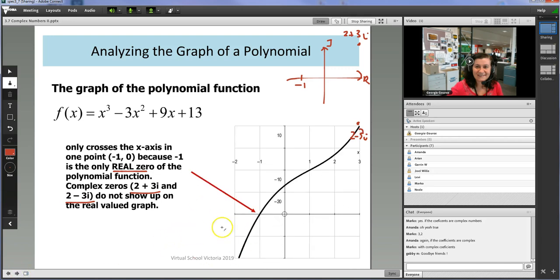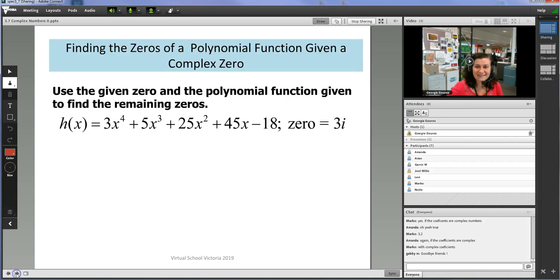Alright. That's the real zero, or the real root. But we know that in the complex plane, the Argand plane, we've got 3 roots in the complex number system. Okay, it can even get more exciting.